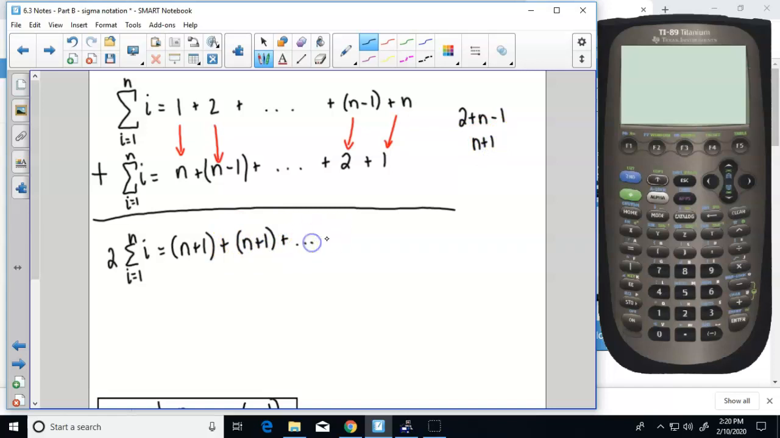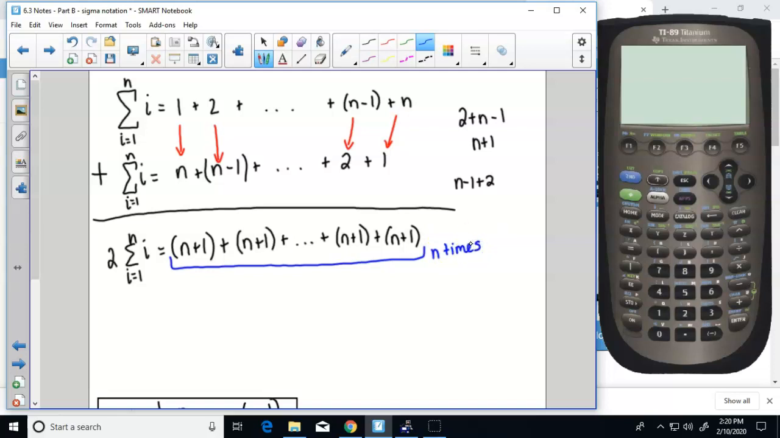Alright, I'm going to put my dot, dot, dots in the middle. What about n minus 1 plus 2? What's that give you? n plus 1. And the last one, n plus 1, gives us n plus 1. So what we've got right here is that 2 times the sum from 1 to n of i equals n plus 1 plus n plus 1 plus n plus 1 plus n plus 1, over and over again, n times.